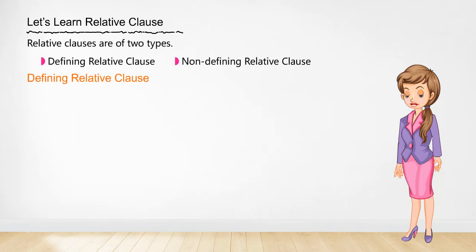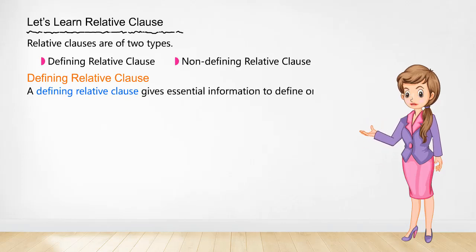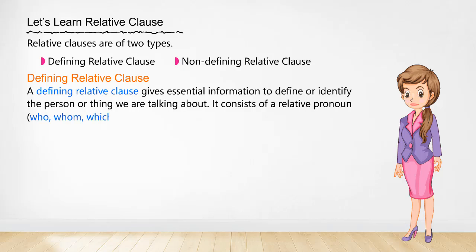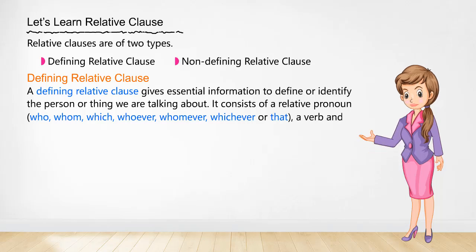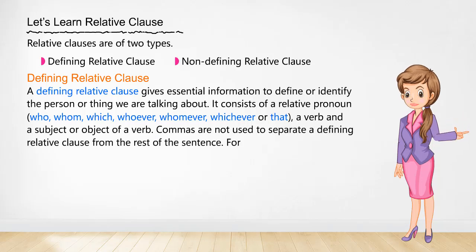Defining relative clause. A defining relative clause gives essential information to define or identify the person or thing we are talking about. It consists of a relative pronoun: who, whom, which, whoever, whomever, whichever, or that, a verb, and a subject or object of a verb. Commas are not used to separate a defining relative clause from the rest of the sentence.